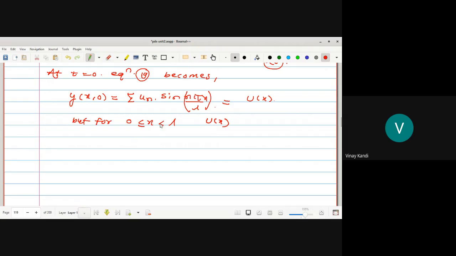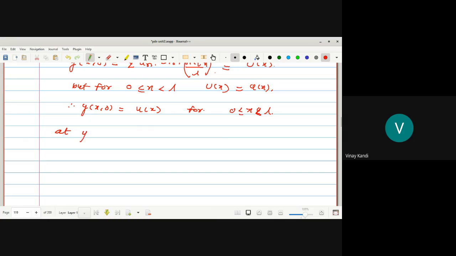Capital U of x is equal to small u of x, okay, therefore y of x0 is equal to small u of x for 0 less than or equal to x less than l, okay. First condition satisfies the equation number 2 and equation number 3.